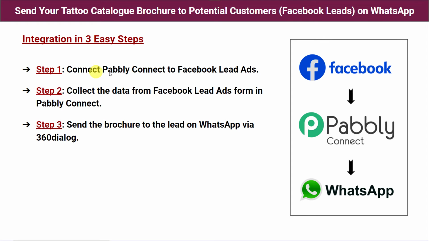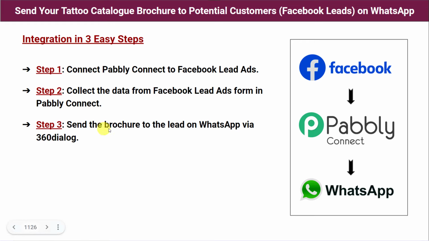Step 1. Connect Pabbly Connect to Facebook lead ads. So at step 1, first we have to go to Pabbly Connect. Then we have to create an integration between Facebook lead ads and Pabbly Connect. Step 2. Collect the data from Facebook lead ads form in Pabbly Connect. So at step 2, Pabbly Connect is going to capture the data from Facebook lead ads form.